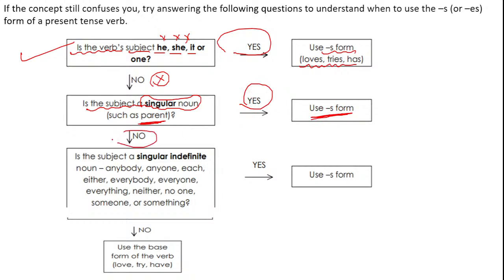But if it is again no, then we have to check whether the subject is a singular indefinite noun. If it is a singular indefinite noun, examples I have given: anybody, anyone, each, either, everybody, everyone, everything, neither, no one, someone or something, then again you have to use the s form. If no, then use the base form of the verb, that is love, try or have. These were some of the examples we discussed yesterday.